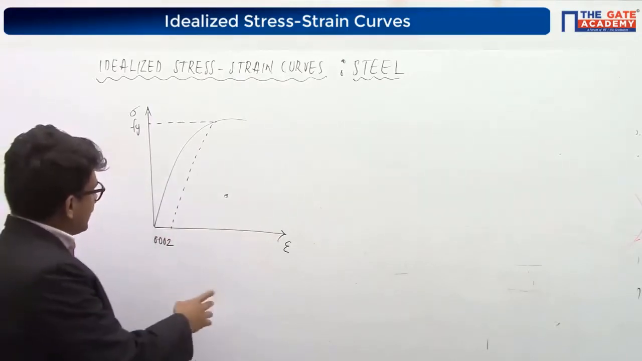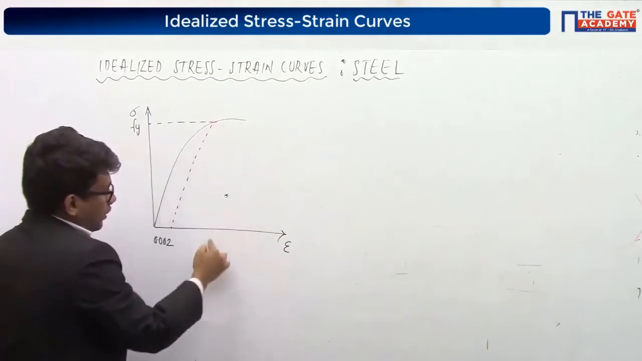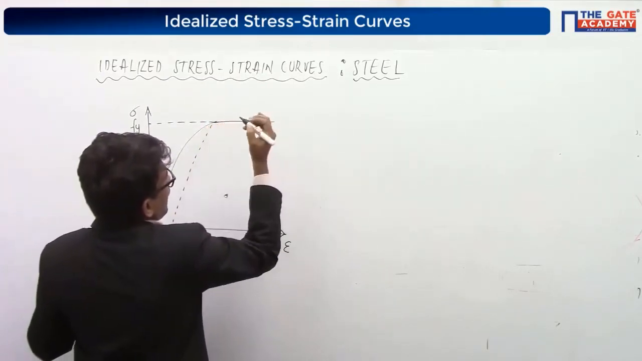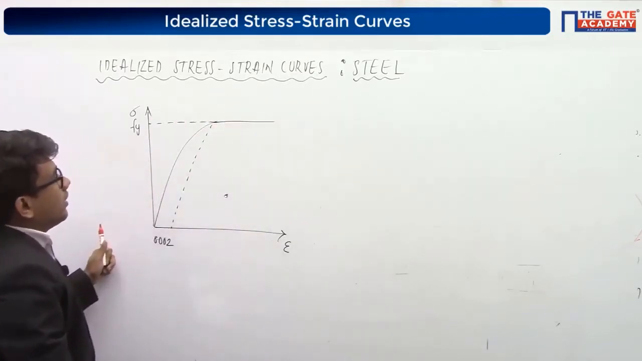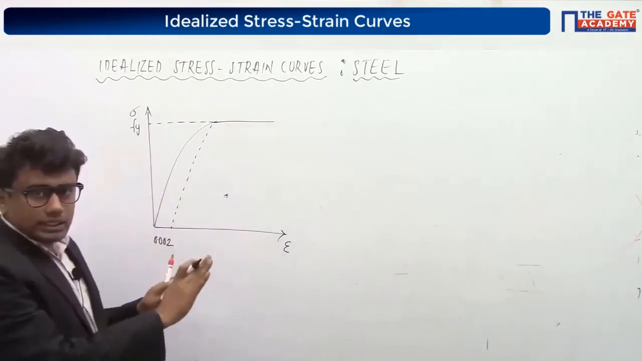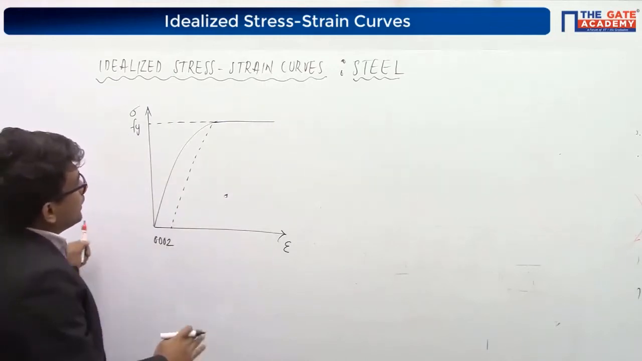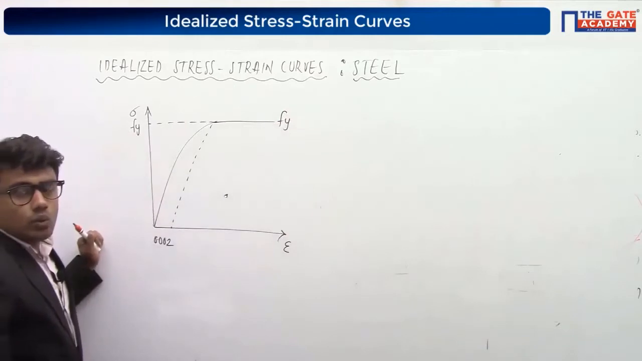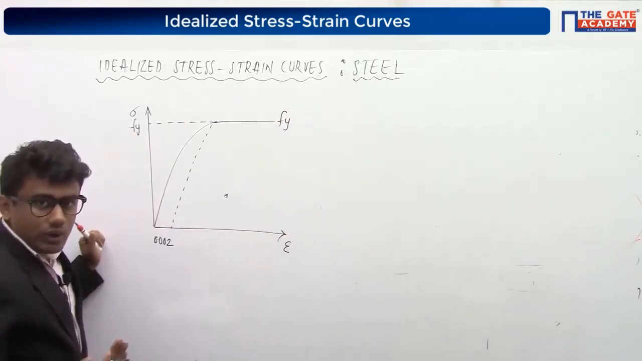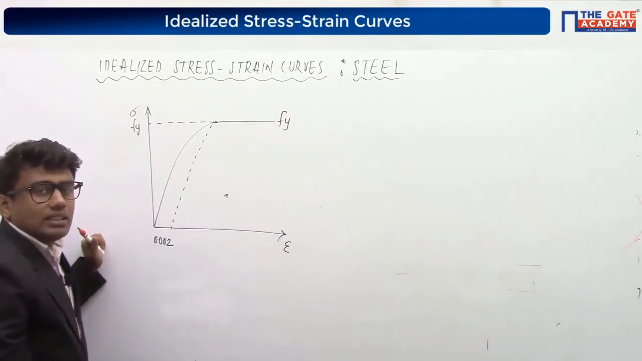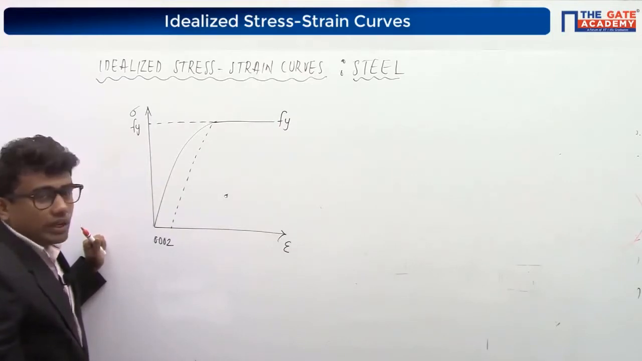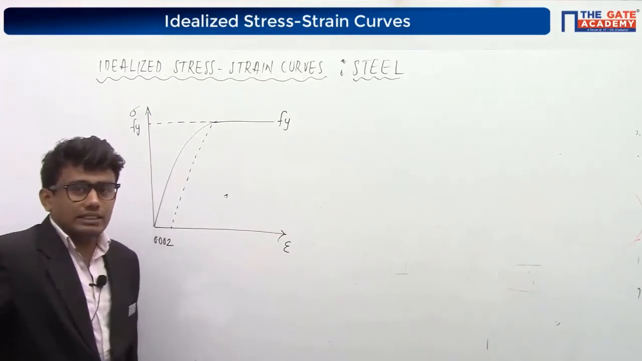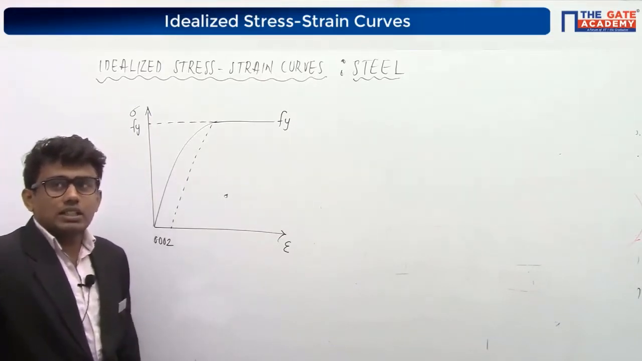After this strain value, I am not going to consider it as a curved one. I will be considering it as a straight one. And this is actually our Fy value. And what is the partial safety factor considered for steel as per limit state of collapse? What is the partial safety factor I considered for steel as per limit state of collapse?